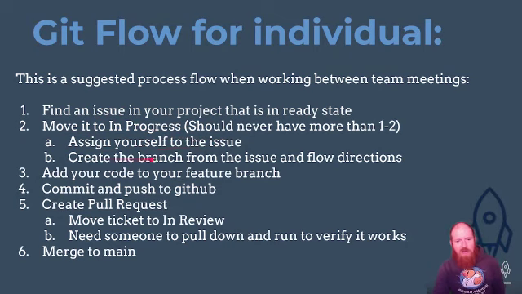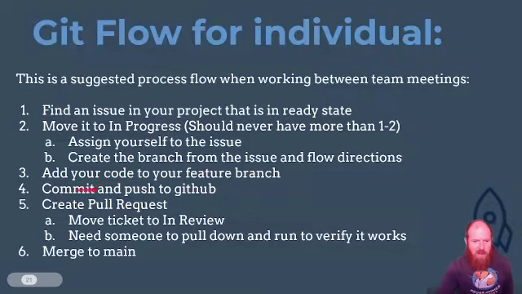Again, I'll show this. You're going to create a branch from the issue. Remember, issue is a GitHub term, and I'll show you how to do this. Follow directions. GitHub does tell you directions. It says type these things into your terminal, and you just type those in. You're going to add the code to your feature branch. This branch that you just created is called a feature branch. You're going to add your code locally, commit, and push your code to the remote, which is GitHub.